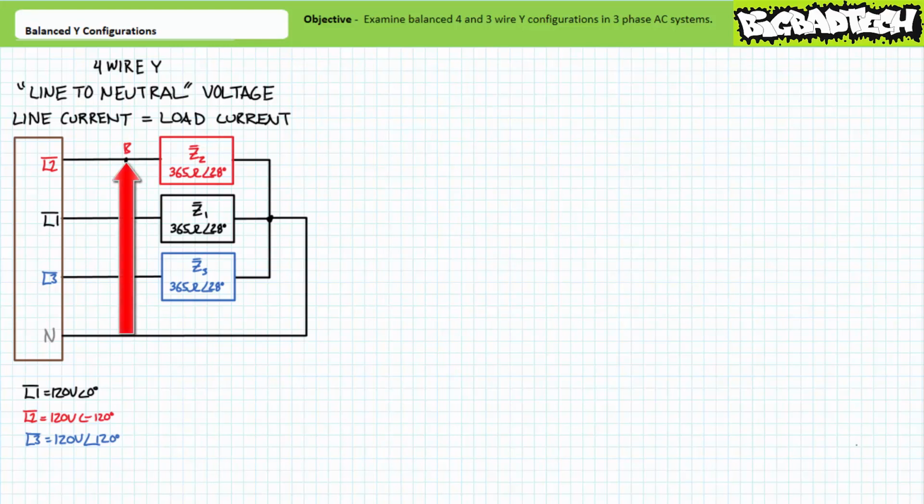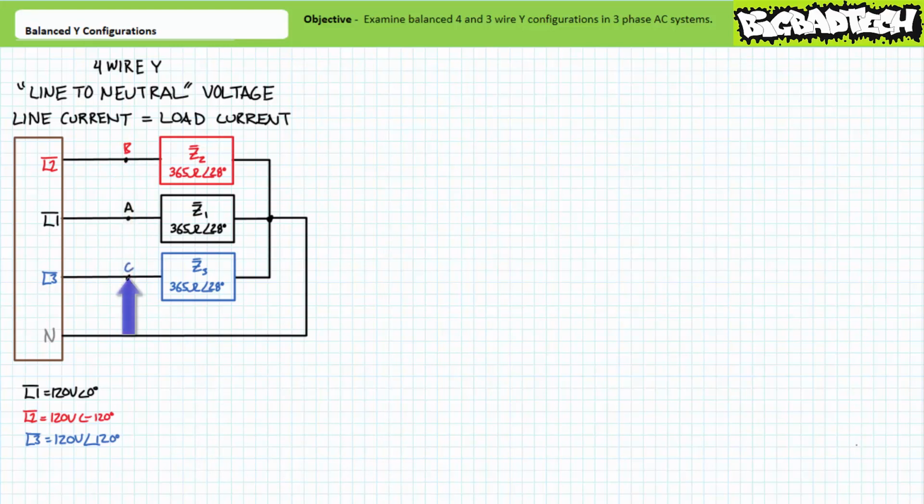Similarly, source L2 establishes a differential of 120 volts at an angle of negative 120 degrees between node B and node N. Load impedance Z2 goes from node B to node N. It makes sense that the voltage across load impedance Z2 is therefore 120 volts at an angle of negative 120 degrees.